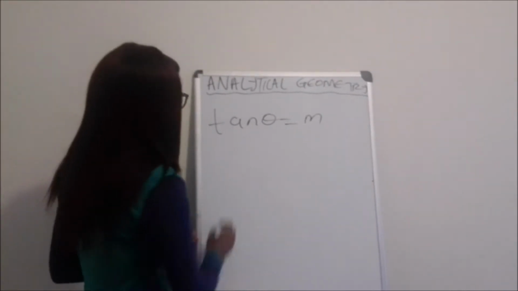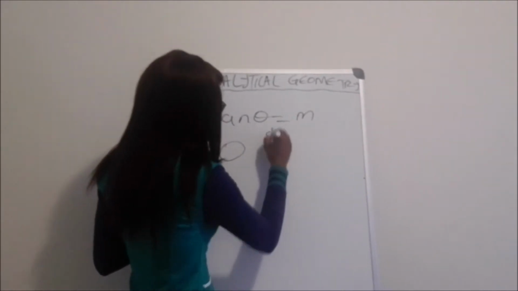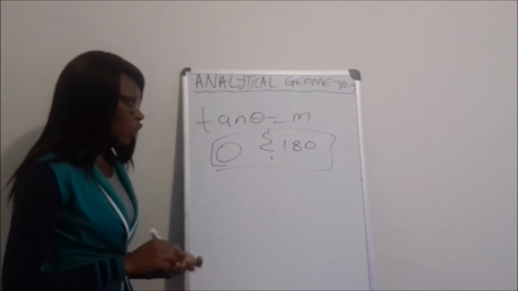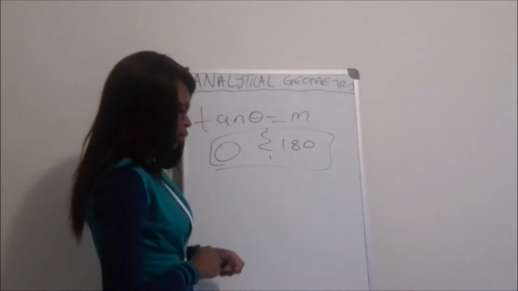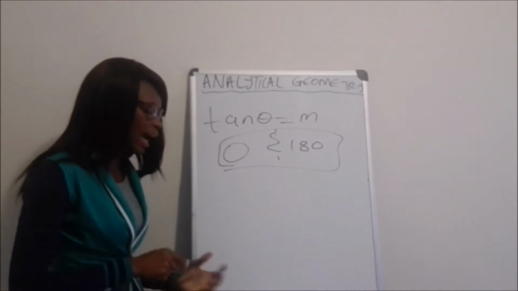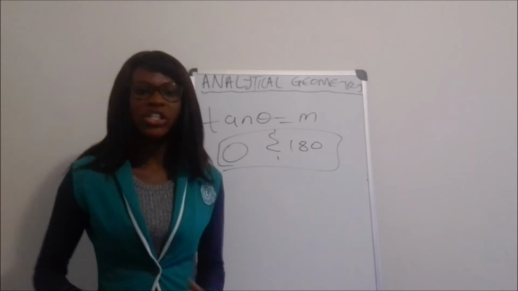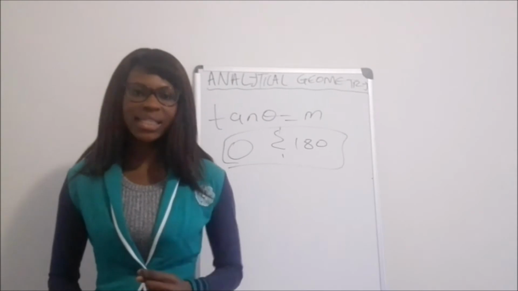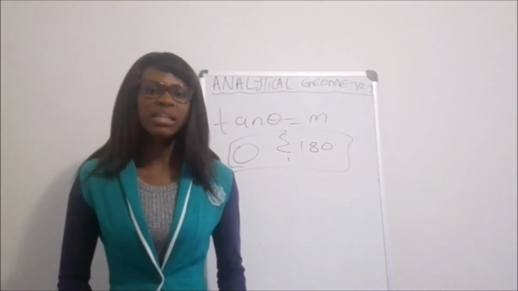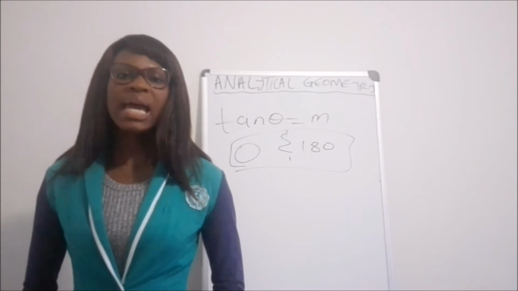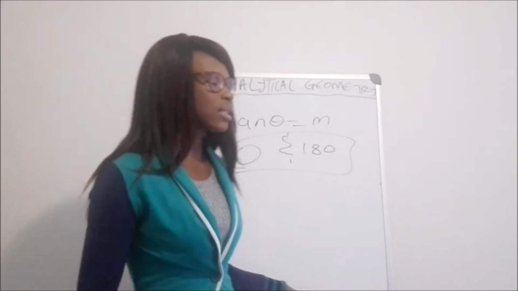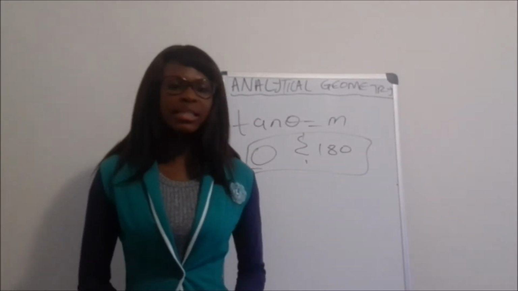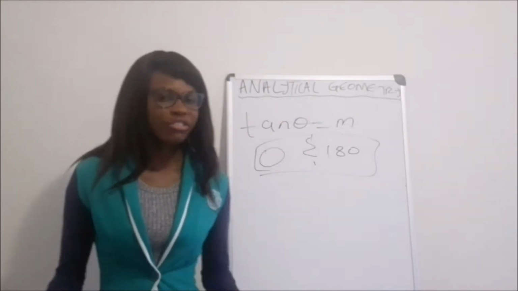The value of the angle of inclination is always between 0 and 180. It is the angle measured anti-clockwise from the x-axis to the straight line. Remember, it's always measured anti-clockwise from the x-axis to the straight line, and its value is always between 0 and 180. The equation is tan theta equals m, where m is our gradient and theta is the angle of inclination.